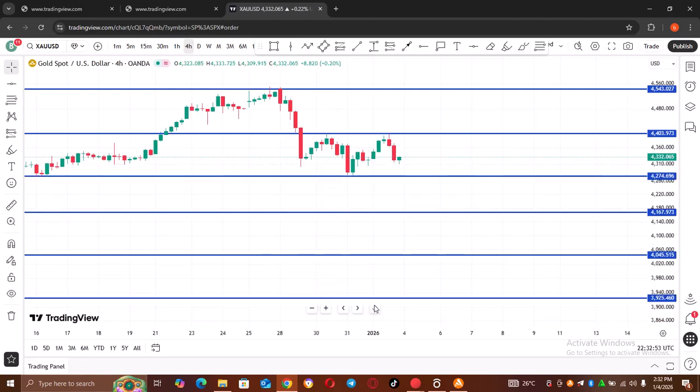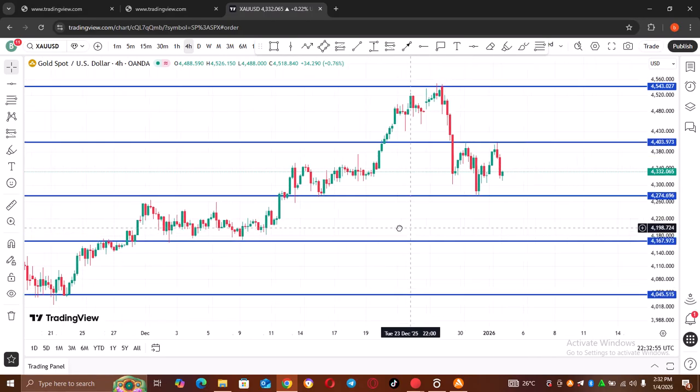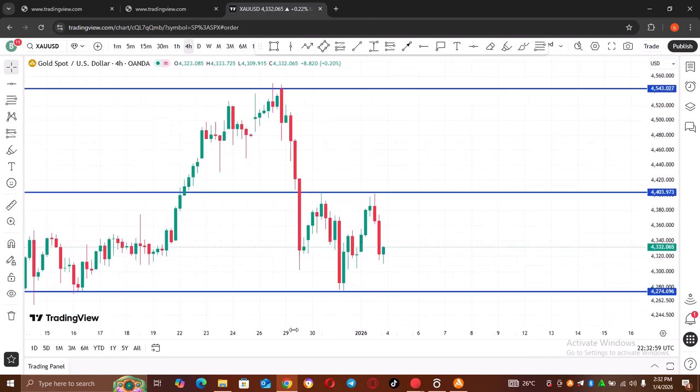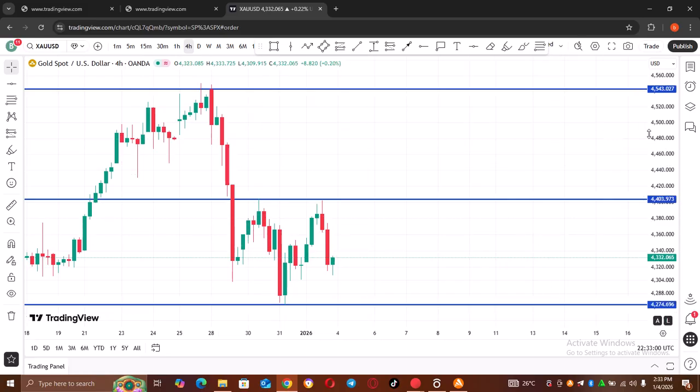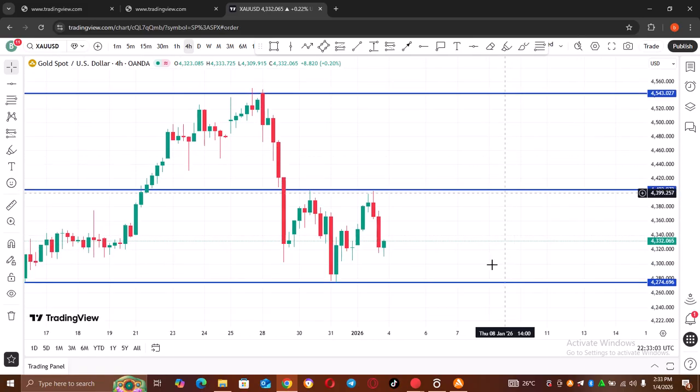So let's move to the 4-hour time frame. Now the 4-hour time frame, this market, is it ranging? Look at the current structure. No, it's not ranging. It's forming a pattern.